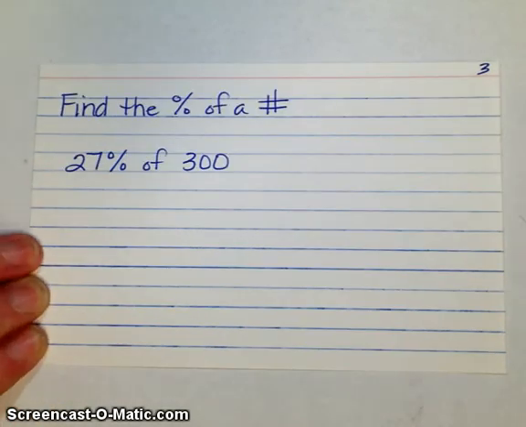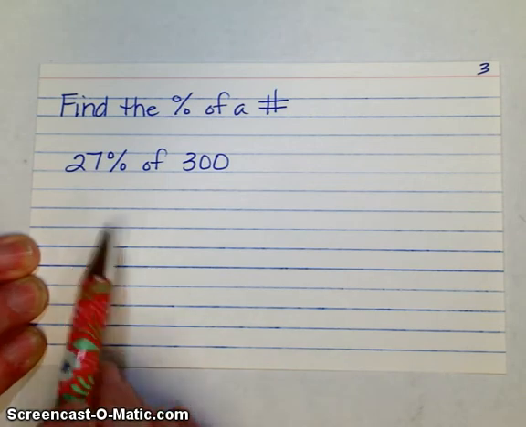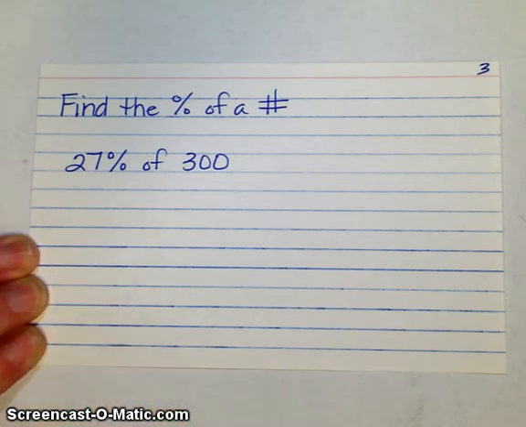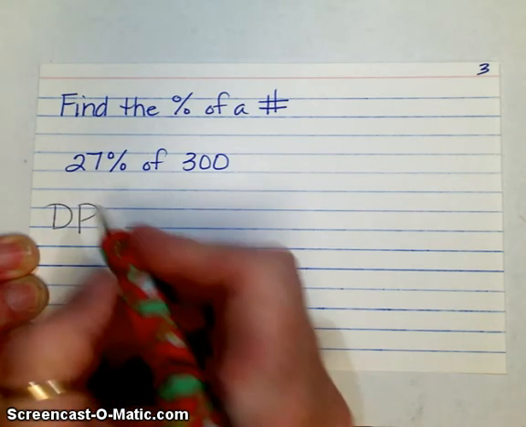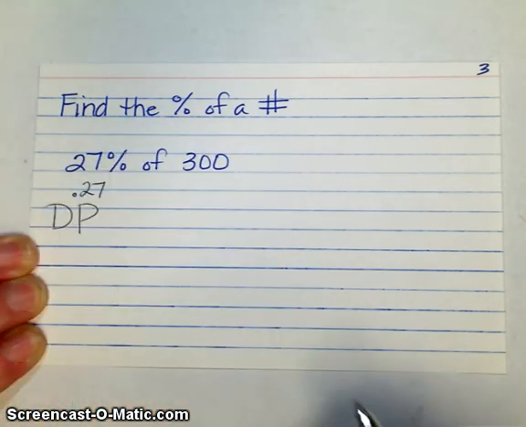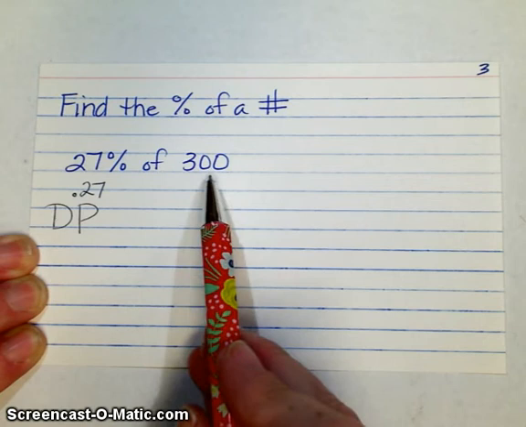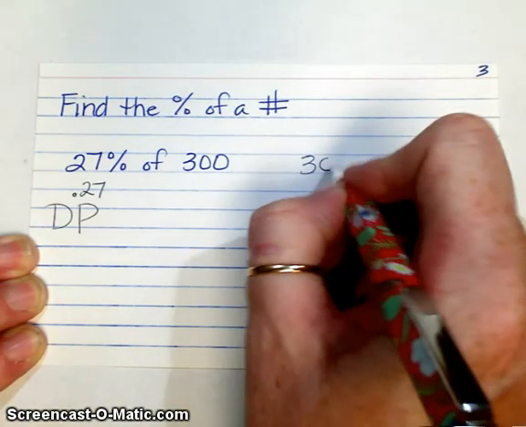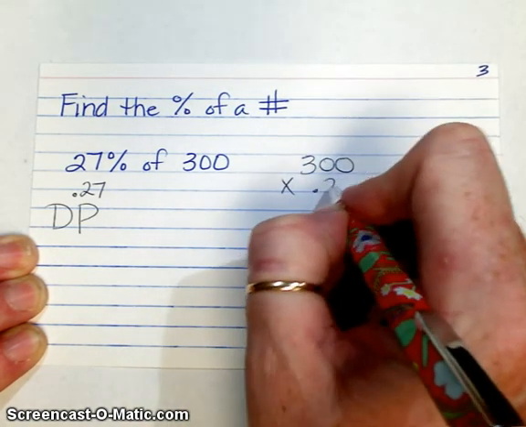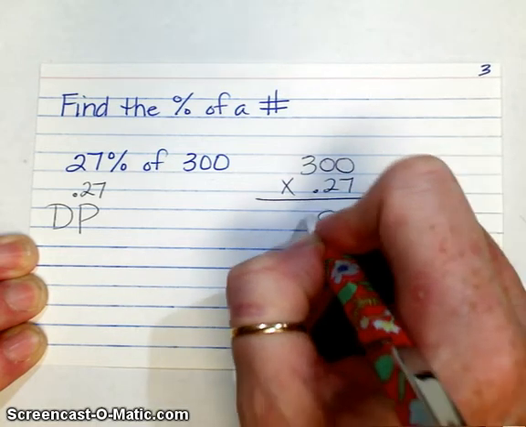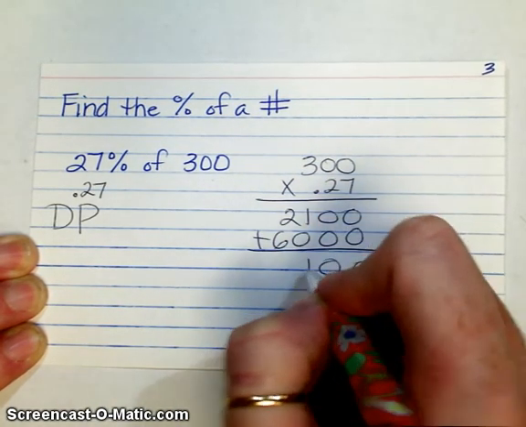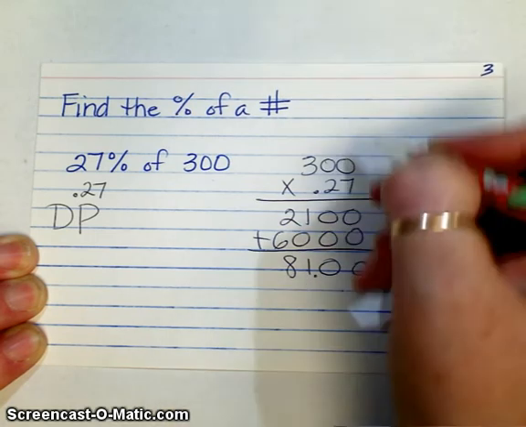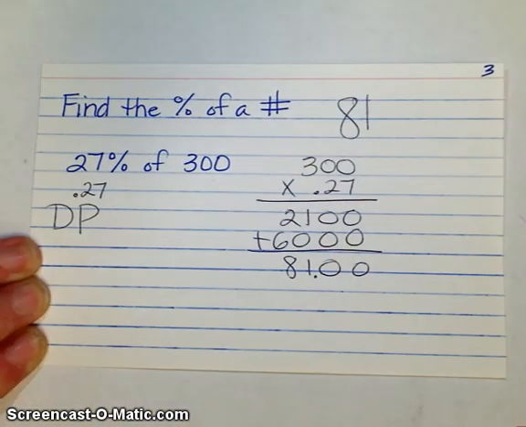I just told you that multiplying by a decimal was my favorite method because it seems to be the easiest. So I have one more example for us to do that with. Using the Dr. Pepper trick, I'm changing 27% to be 0.27. So in order to find the percent of this particular number, I'm going to take 300 and multiply it times 0.27. Then I'm going to add that together, and my answer is going to be 81.